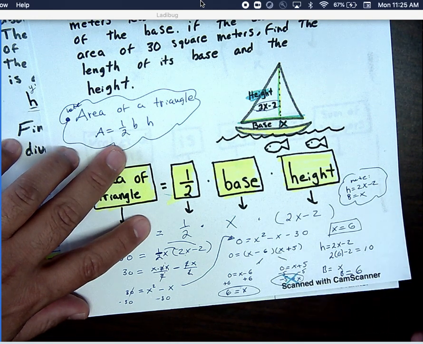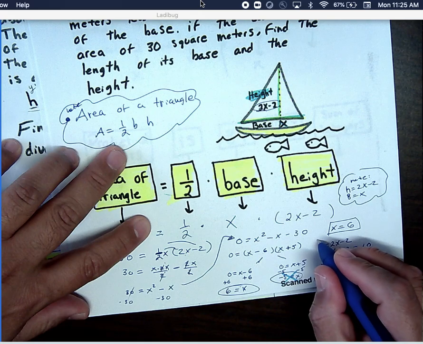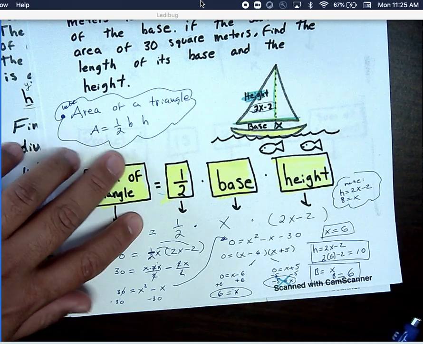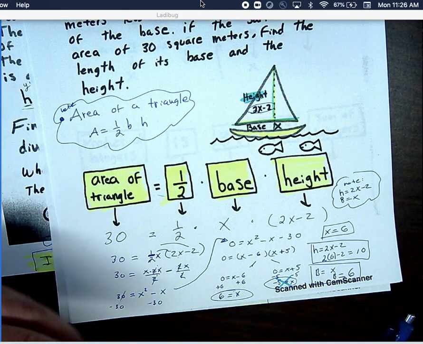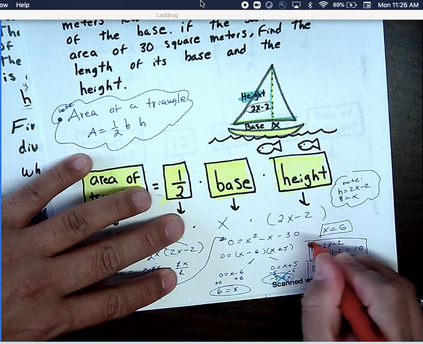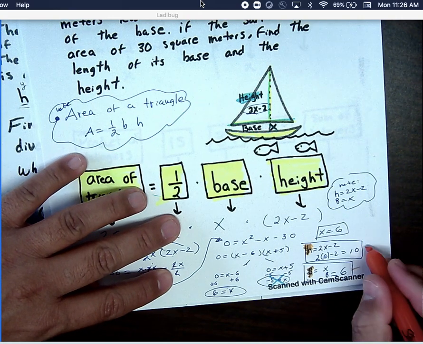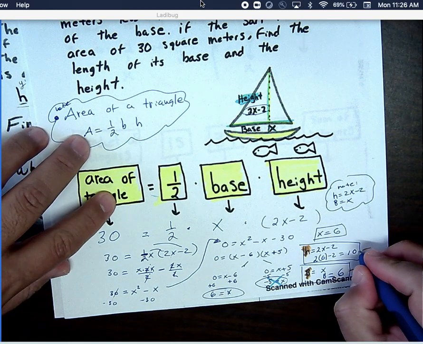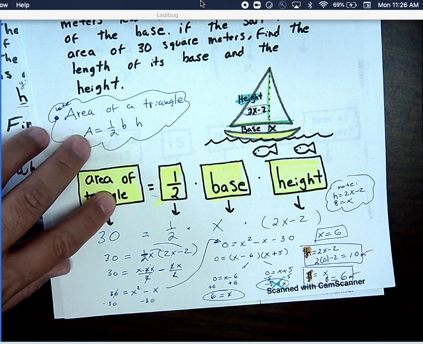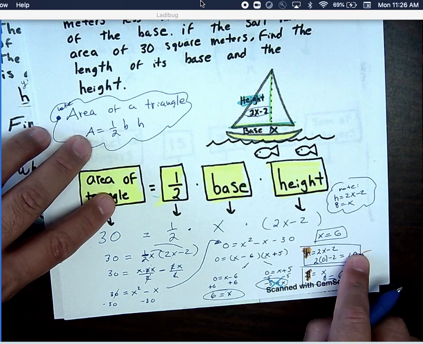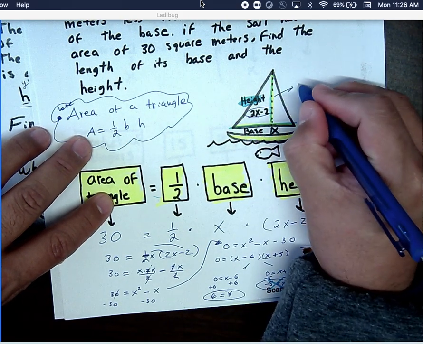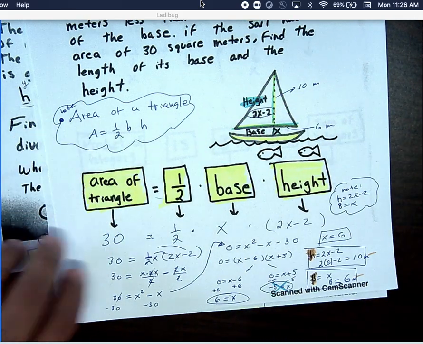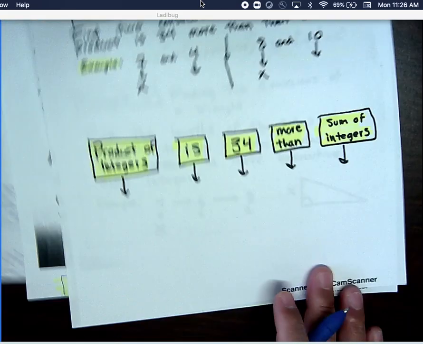So those are the measurements of the height and the base. They're talking about meters, so you can put meters here. The base is 6 meters and the height is 10 meters. And that's it for example 3. Let's go to example 4.